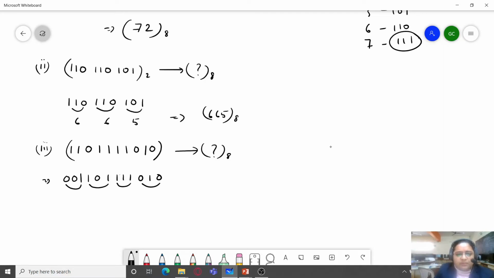Same goes for numbers with decimal parts also. We add trailing zeros to the number, which we will see in a short while. So this is 2, this is 7, 5, and 1. For this it is important that you memorize the binary equivalents of the first 16 digits including 0. So this is the octal form of this binary number.